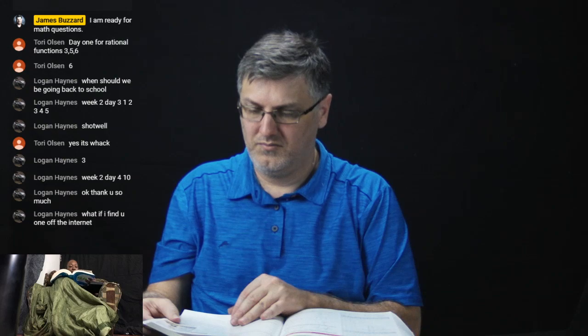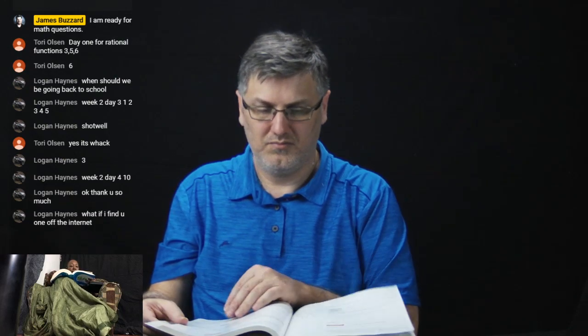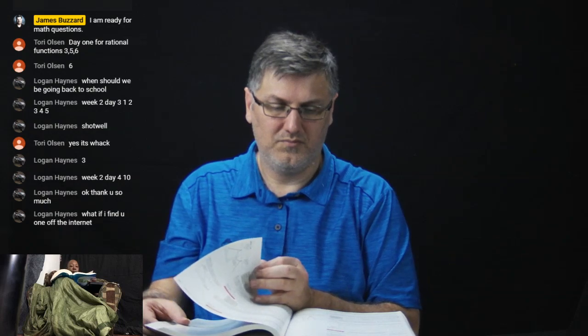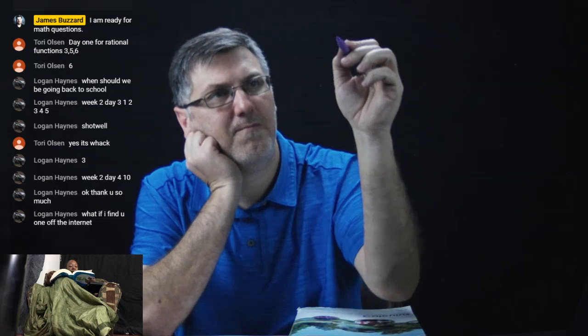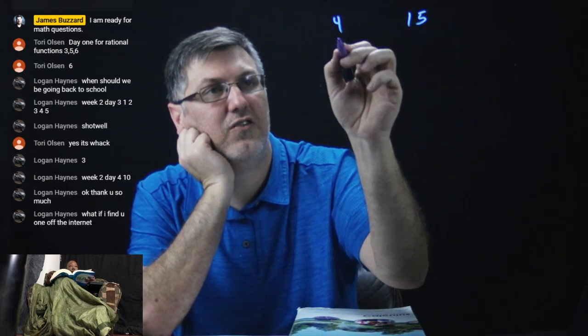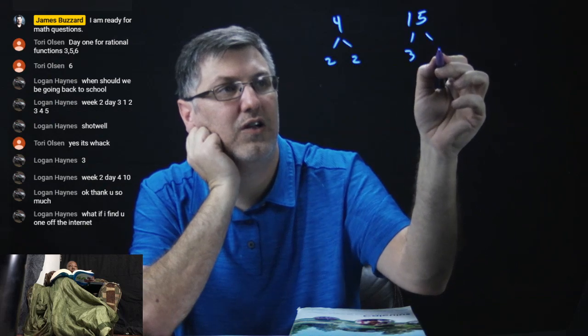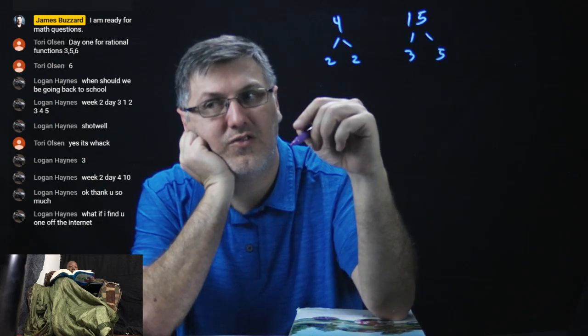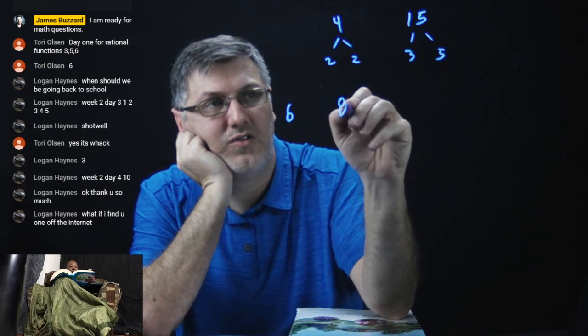Numbers divisible by... It says all numbers divisible by both of the following. Least common multiple. So what are the numbers? 4 and 15. So this is going to be a 2, a 2, a 3, and a 5. And what are the options? 8, 18, 24.